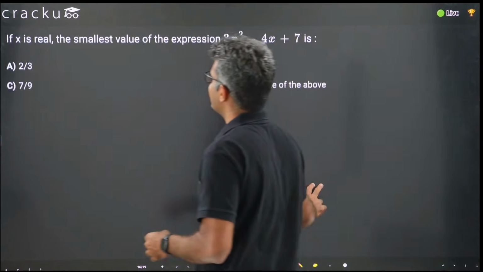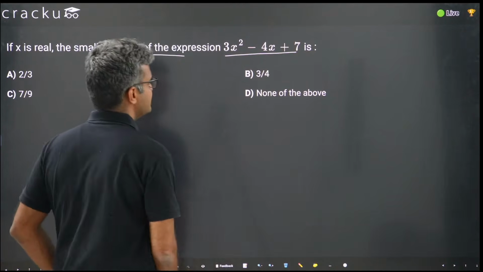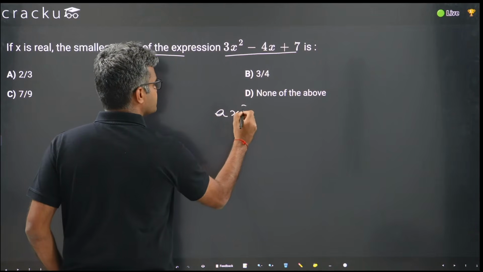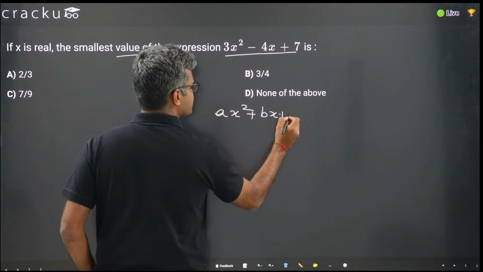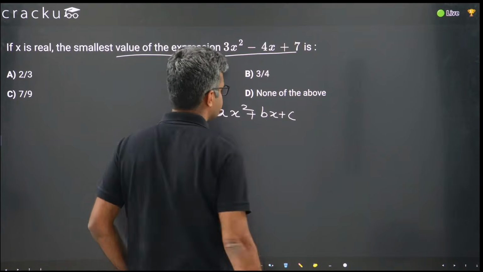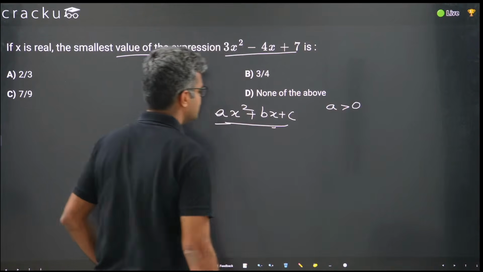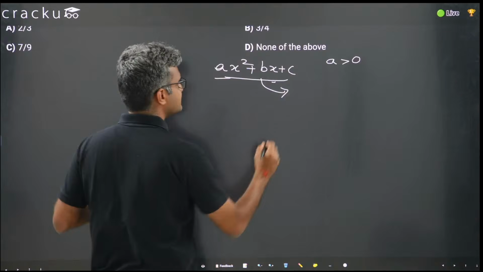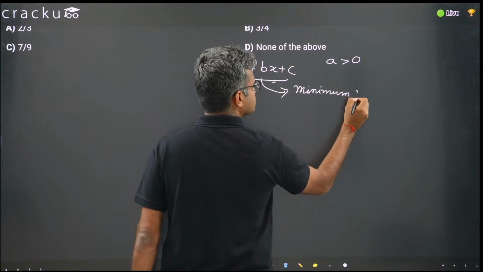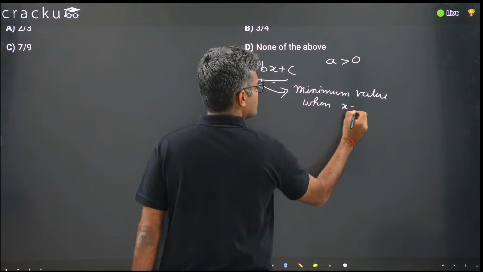In this question, we are told that x is real and the smallest value of the expression 3x square minus 4x plus 7 is equal to what? One of the things that you should know is, when you have a quadratic expression of the form ax square plus bx plus c, if a is greater than 0, then it will have its minimum value when x is equal to minus b by 2a.